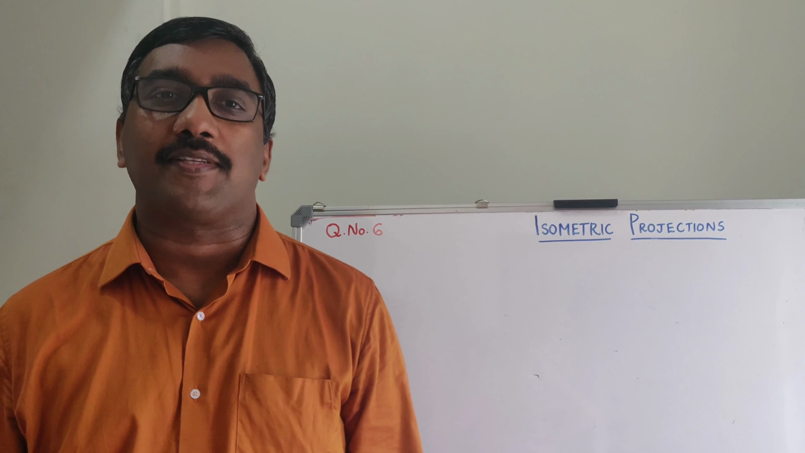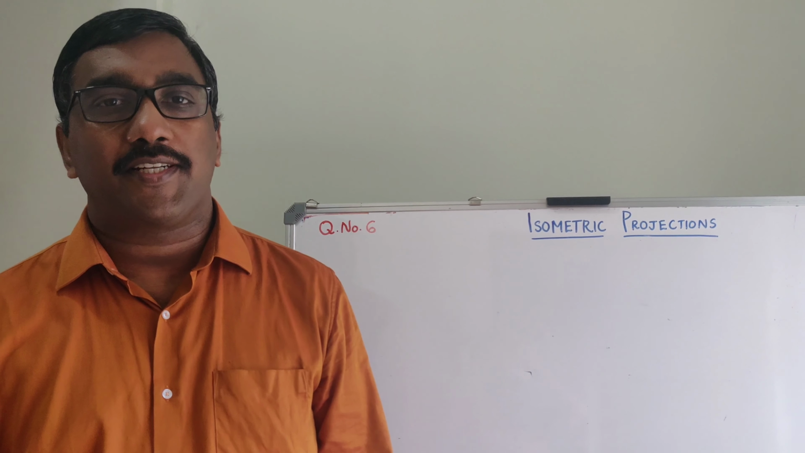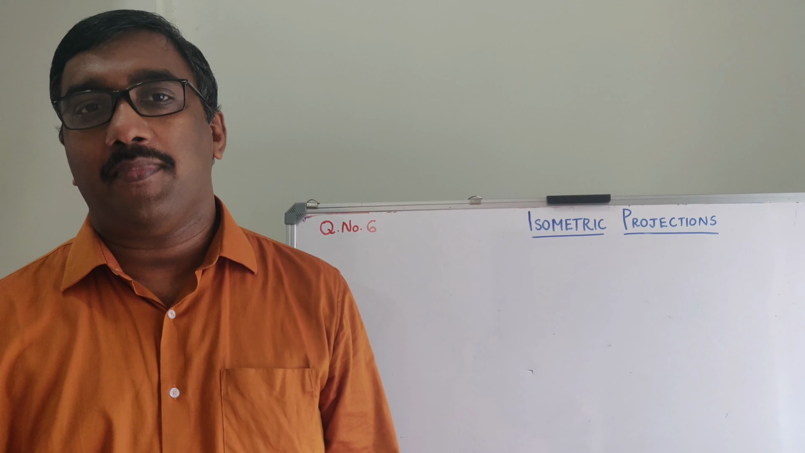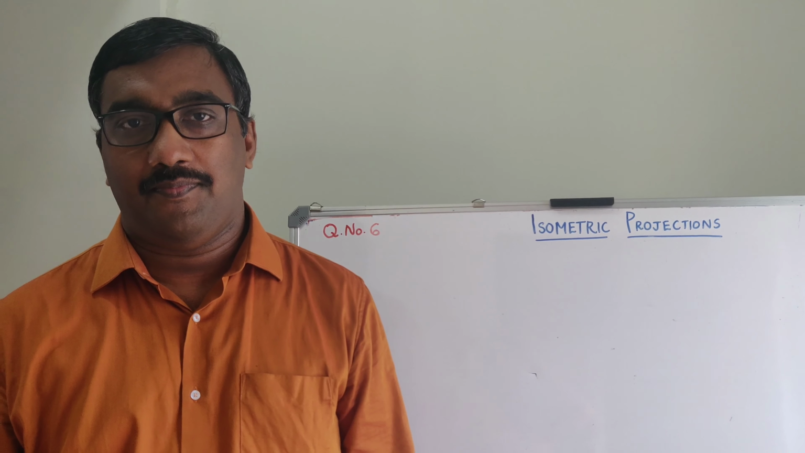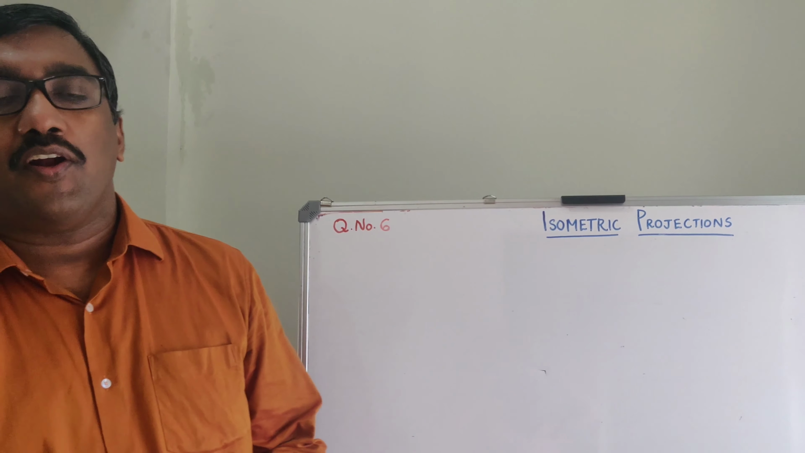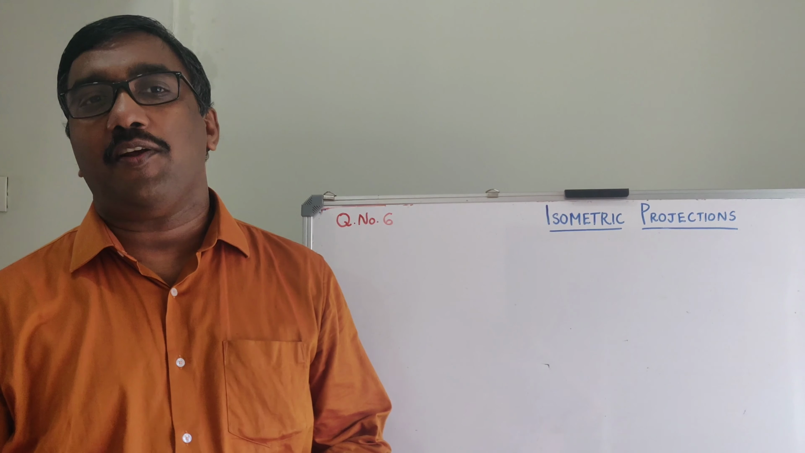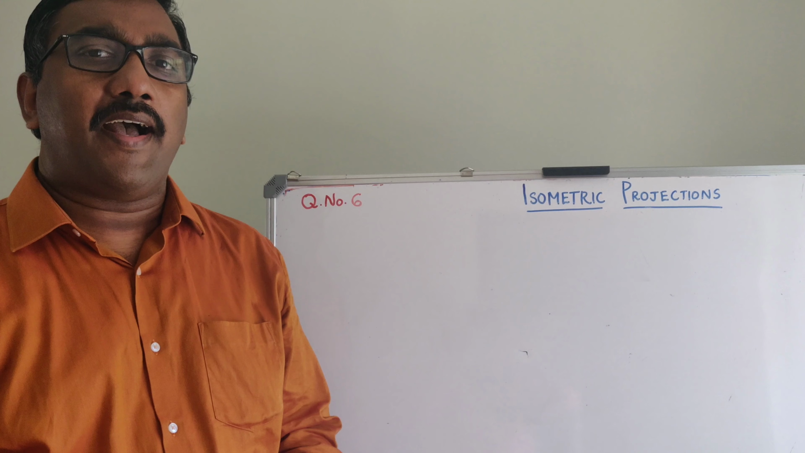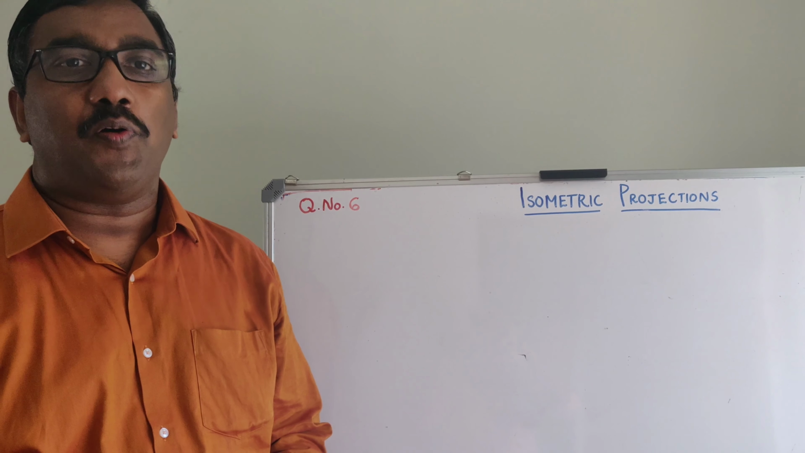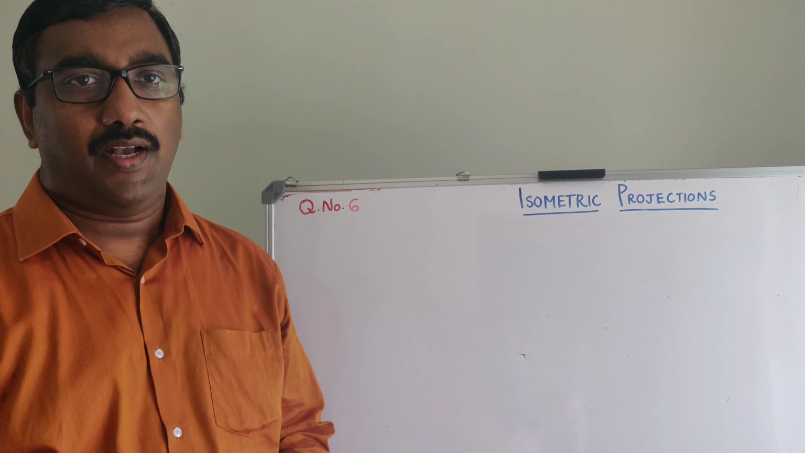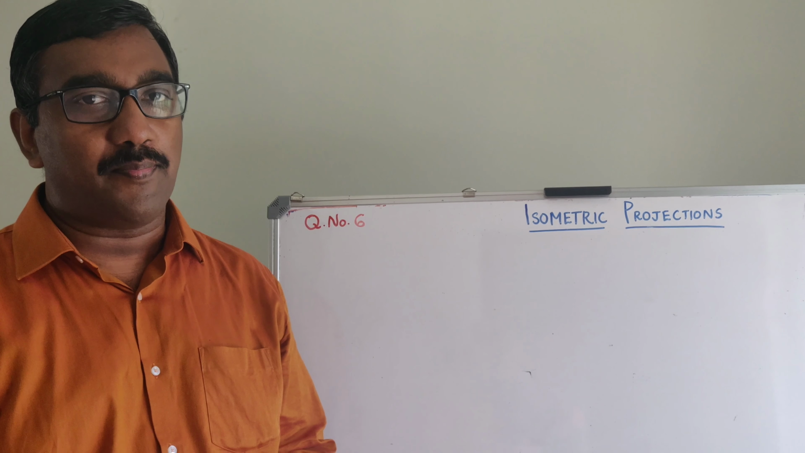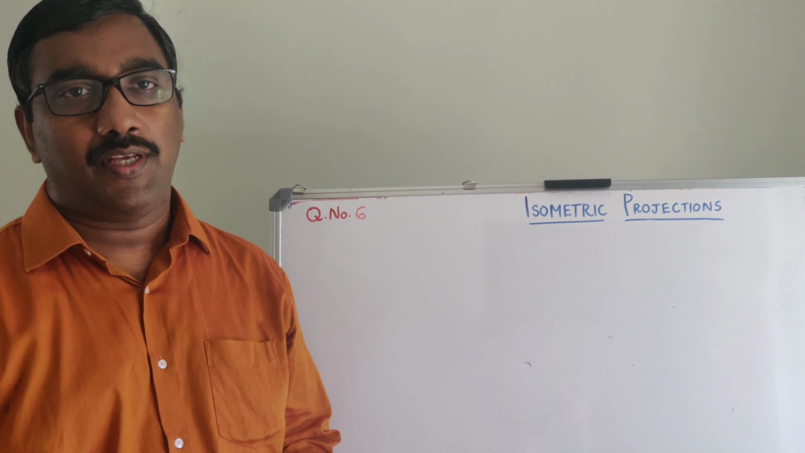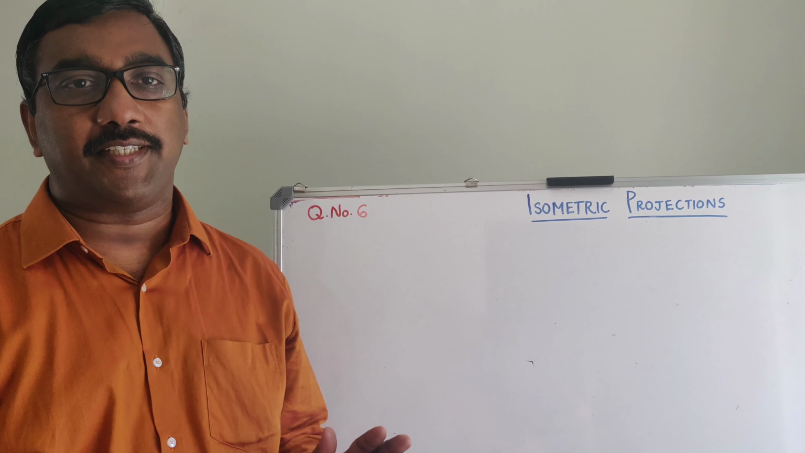Isometric projections, question number 6. Draw the isometric projections of a cone and a cylinder of base diameter 50 mm and height 60 mm. So the question is drawing the isometric projection of a cone and a cylinder. Since it is isometric projection, first we have to draw the isometric scale. After drawing the isometric scale, we have to go for the simple position. Then we have to draw the isometric projection of the solid. First we will start with isometric projection of the cone.